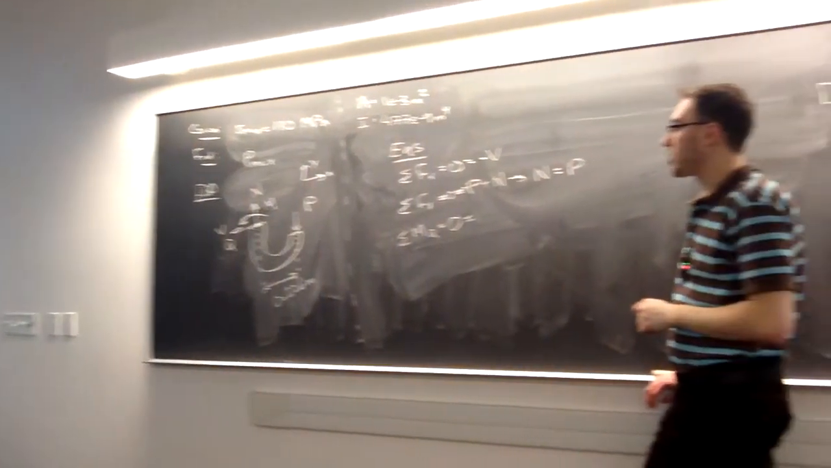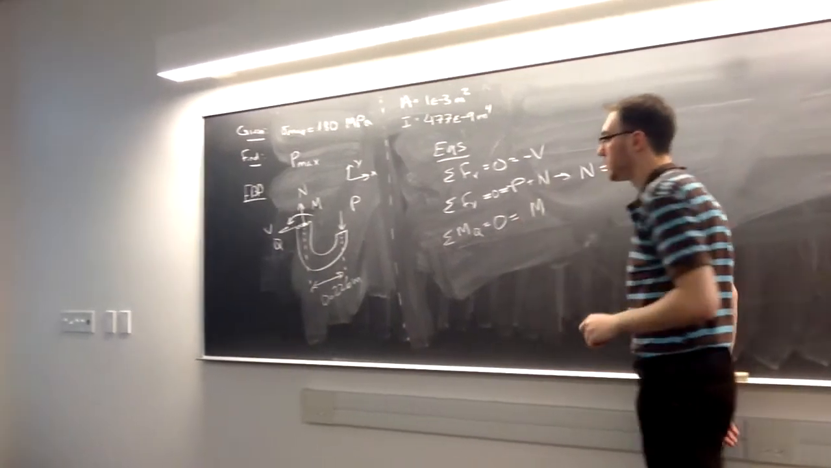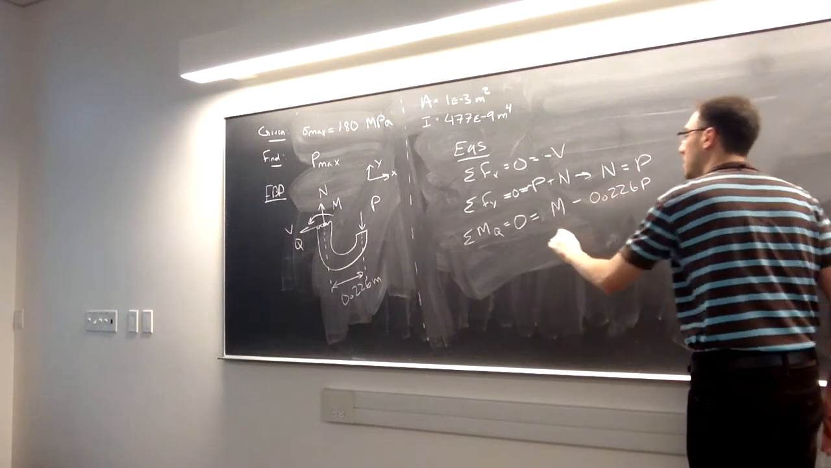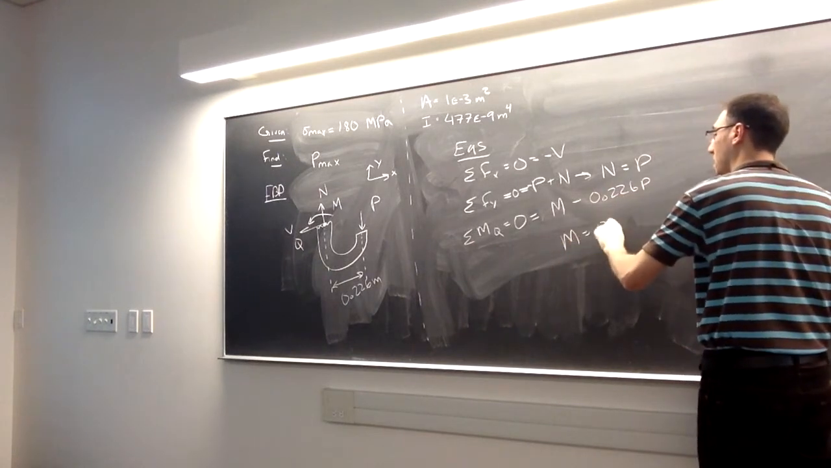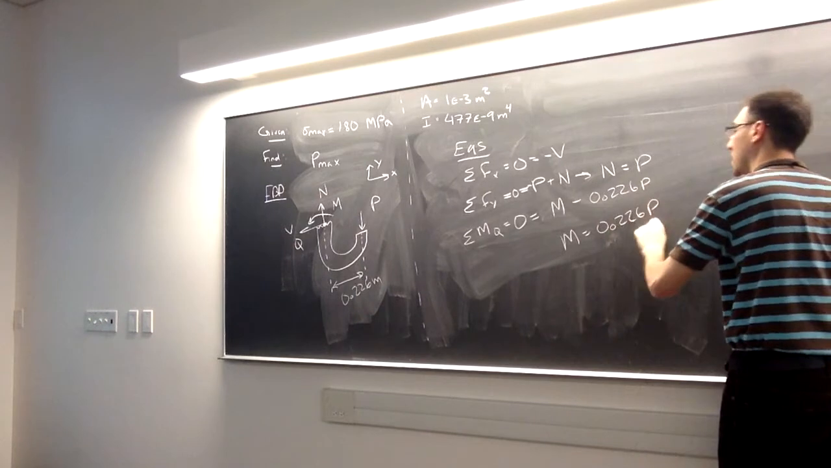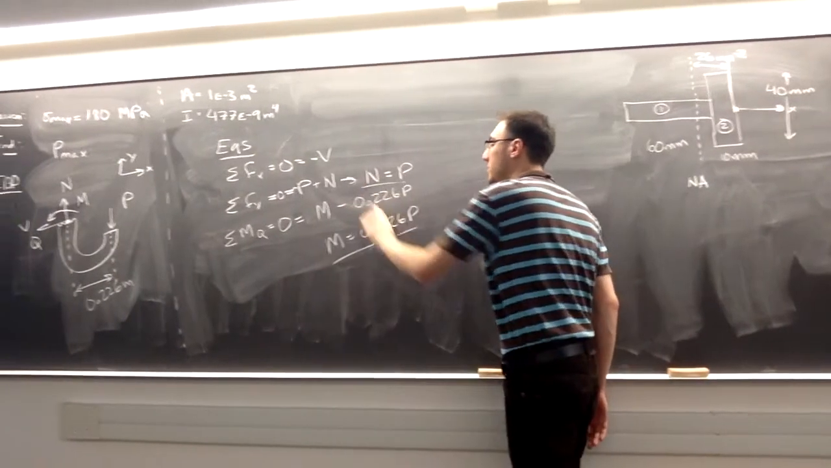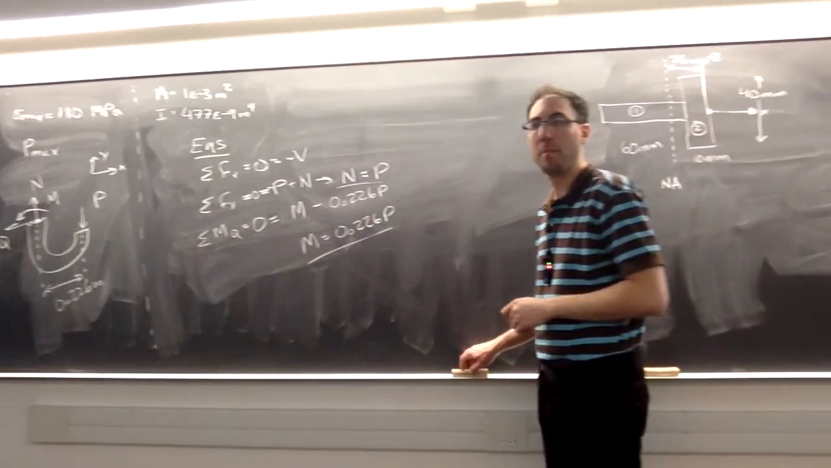My moment around Q, I'll have positive M minus 26P. So that internal moment is 0.226 times P. That internal normal force is just equal to P.